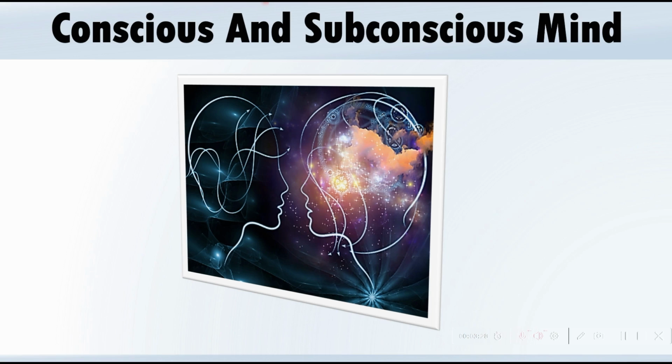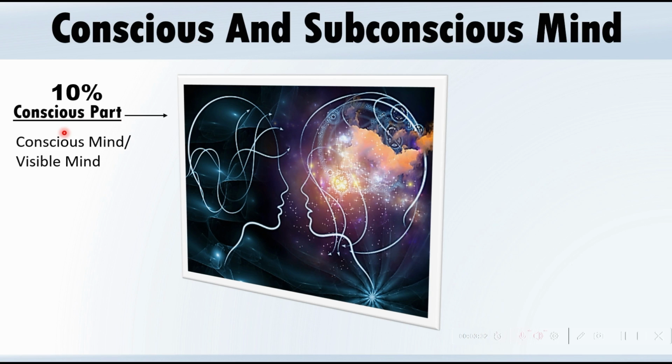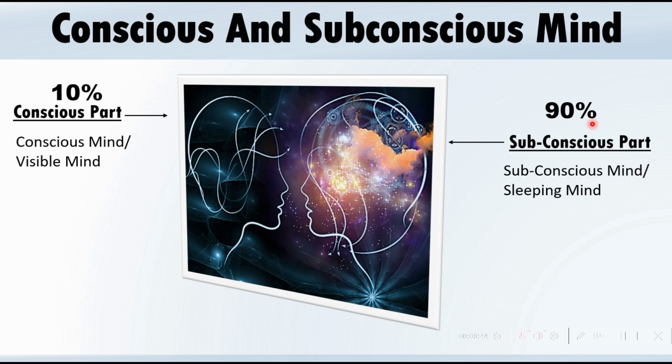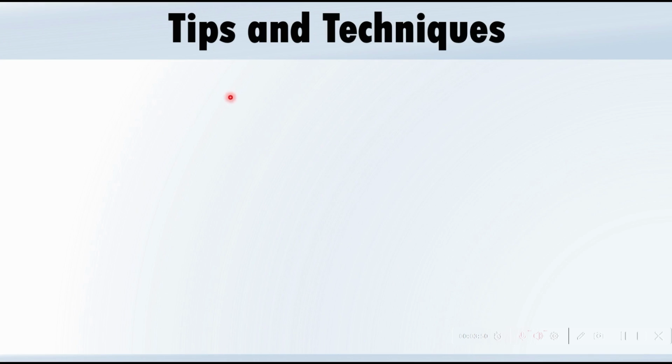Conscious mind and the subconscious mind. Author says, for our success, only 10% of your conscious mind or the visible mind is responsible. However, 90% of our success comes from the subconscious mind or the sleeping mind. Let us see the different tips and techniques mentioned in this book.